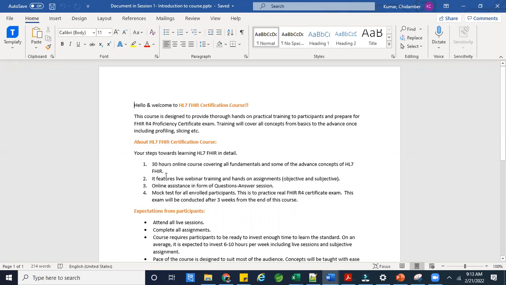Again, it would be around 30 hours plus minus 5 hours online course. It will be a live webinar training that we are connected through an online forum. That is how we will go along, and every session will have some hands-on assignments, so that will build our functional knowledge as well as technical knowledge around FHIR, how to implement those.